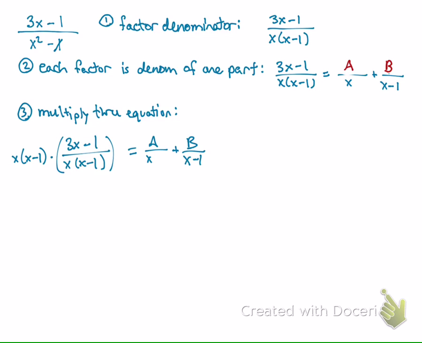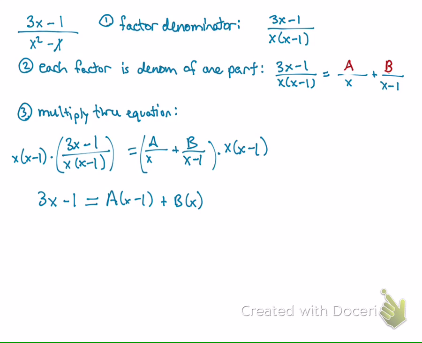So I'll multiply on the left, and I'll multiply on the right. What happens? On the left, the denominator completely cancels with the x times x minus 1, and I just have 3x minus 1. On the right-hand side of that equation, I've got two pieces. The a over x times x minus 1, the x's cancel, and I just have a times x minus 1. The second term, b over x minus 1 times x minus 1, the x minus 1's cancel, and I just have b times x.